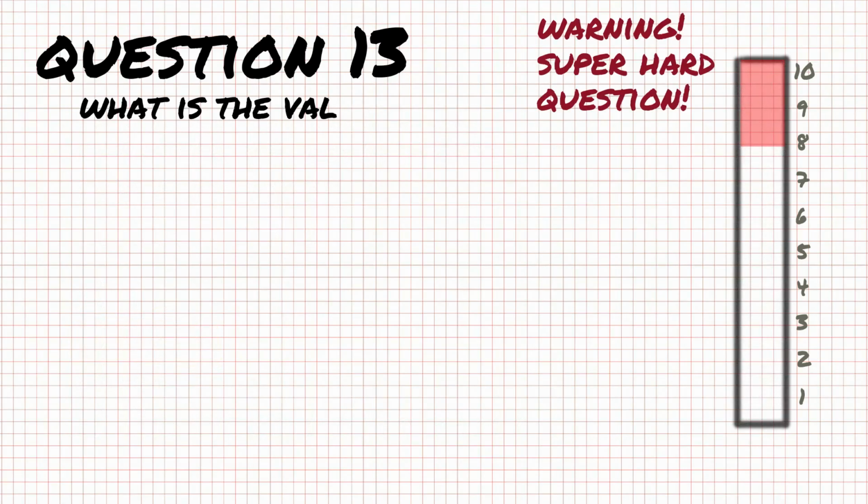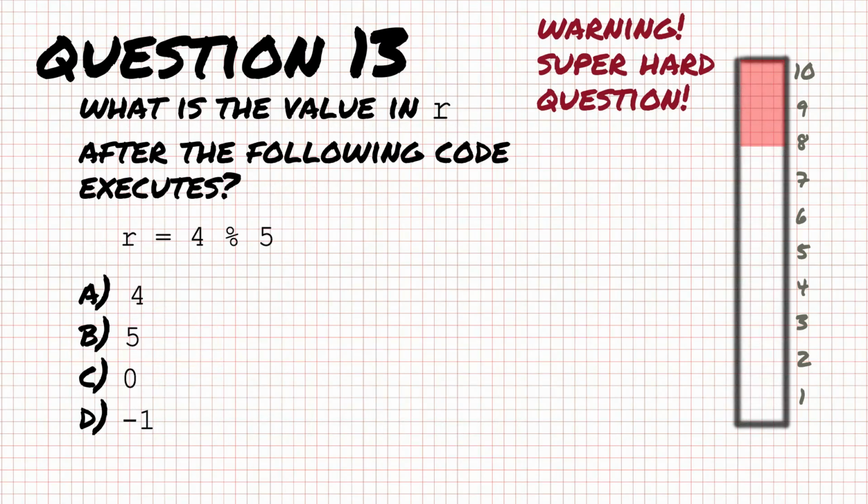Question 13. What is the value in r after the following code executes? r = 4%5. Is it A, 4, B, 5, C, 0, or D, -1?